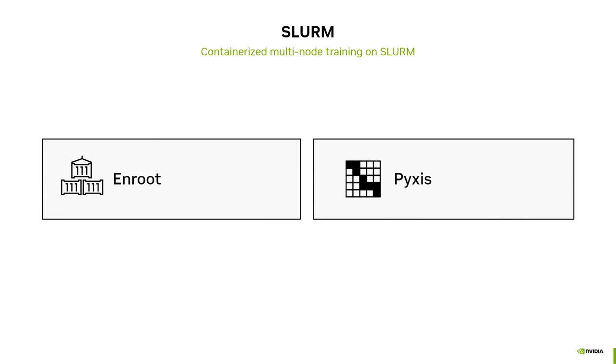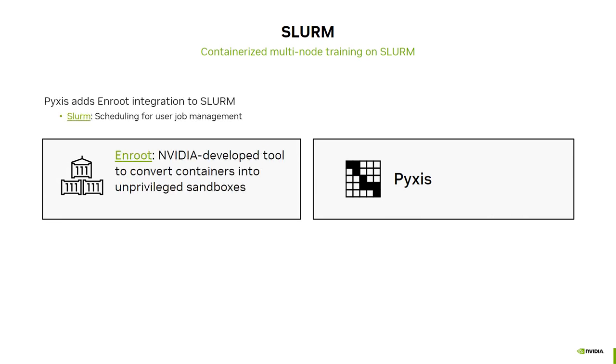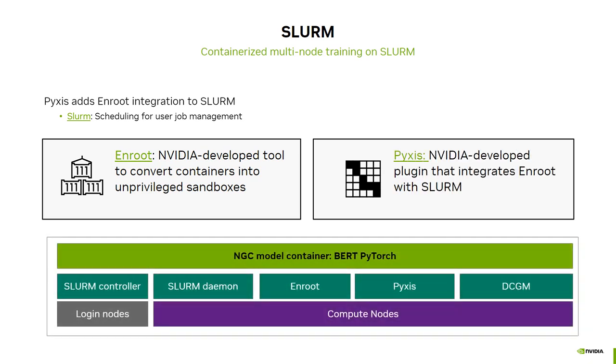NVIDIA recommends using containers to run jobs. Enroot and Pyxis are NVIDIA tools that allow the use of containers with the Slurm scheduler. Enroot turns containers into unprivileged sandboxes. Pyxis integrates Enroot with Slurm. Enroot and Pyxis work together to ensure that containers do not have root access to compute nodes that they're running on.